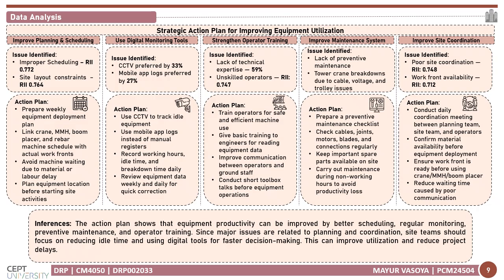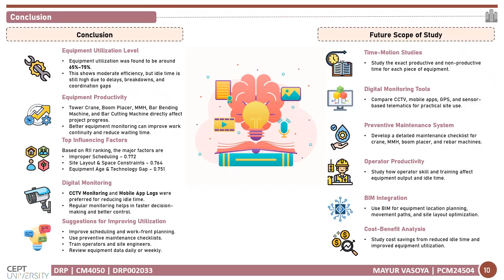The overall inference is that equipment productivity can be improved by combined planning, monitoring, maintenance, training, and coordination. Since the most major issues are connected to planning and coordination, site teams should focus on reducing idle time through structured scheduling and regular monitoring. After presenting the strategic action plan, I will now conclude the study and discuss the future scope for further research. So now, moving on to the conclusion.